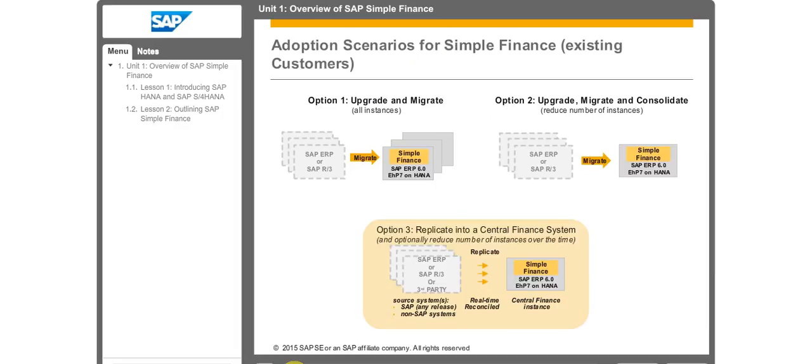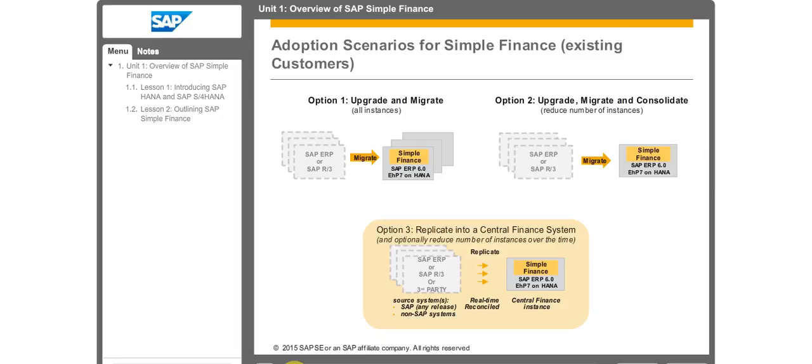There are 3 basic paths for existing SAP customers to move to Simple Finance. The first option is to upgrade and migrate each and every separate SAP ERP or SAP R3 instance the customer is currently using. This is a one-to-one migration of your systems, and you would need to upgrade each and every one to a HANA database and install and configure the Simple Finance add-on to each and every SAP ERP client.